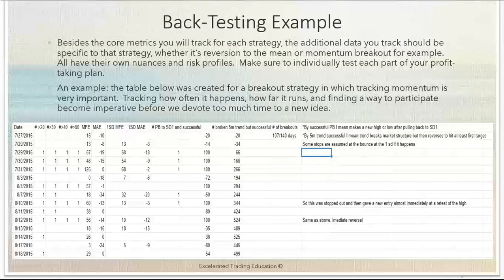So as an example, the table below was created for a breakout strategy in which tracking momentum is very important. Tracking how often it happens, how far it runs, and finding a way to participate become imperative before we devote too much time to an idea.